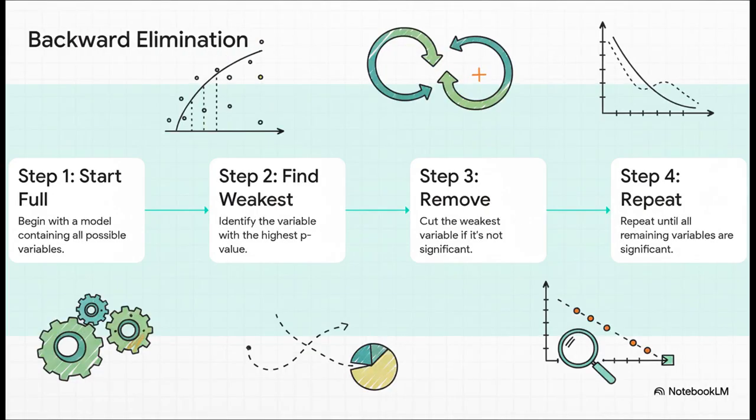Backward elimination, as you might guess, is the total opposite. Here, you start with everyone on the court at once. Every possible variable is in the model. Then you look for your weakest link. Statistically, that's the one with the highest p-value. If they're not contributing much, you cut them from the team. Then you reevaluate and cut the new weakest link. You just keep trimming the fat until everyone left on the team is a statistically significant player.